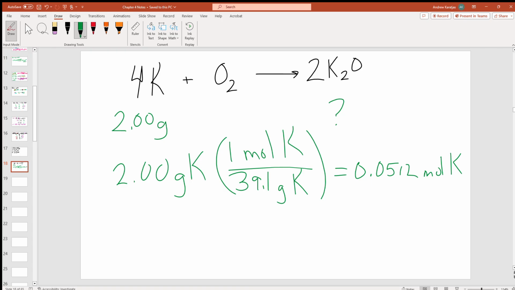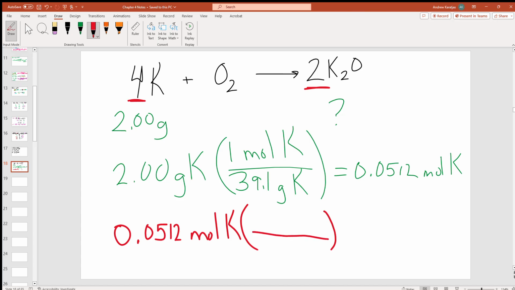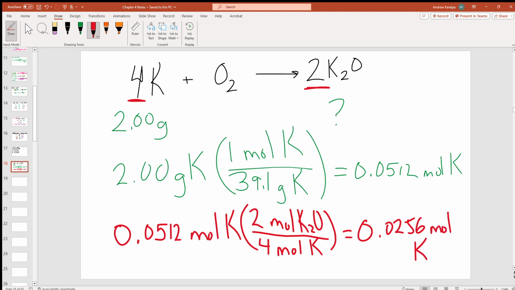Our next step is we need to determine moles of product. And the moles of product is why we have to balance our equation. Because by balancing this equation, we now know that 4 moles of potassium will form 2 moles of potassium oxide. And so that's what will make our conversion factor here. So moles of potassium go on the bottom because that's what we're trying to get rid of, and moles of potassium oxide on top. And so we find that this reaction, again, if we start with 2 grams of potassium, will form 0.0256 moles of potassium oxide.